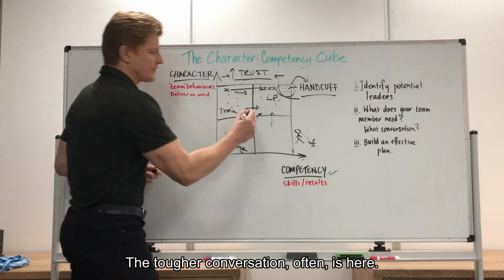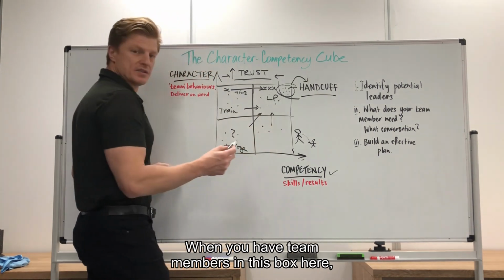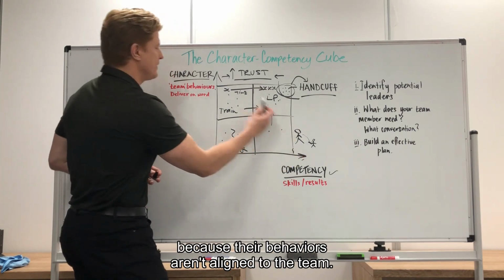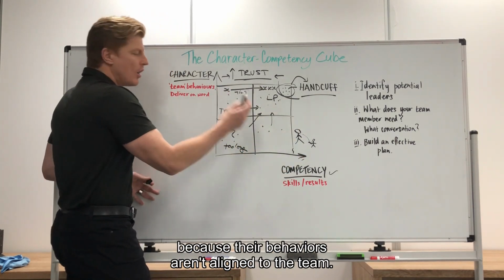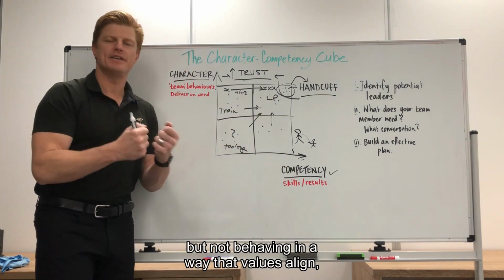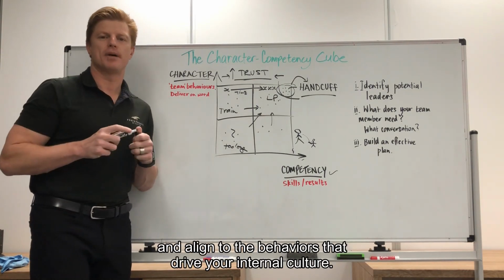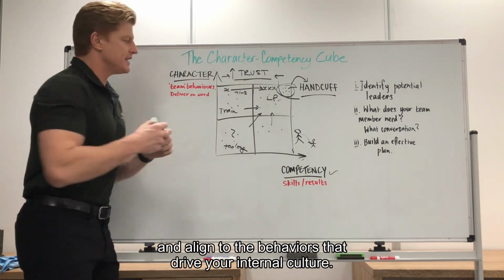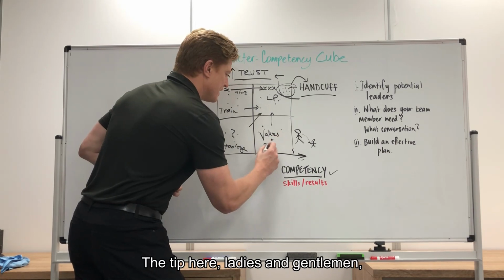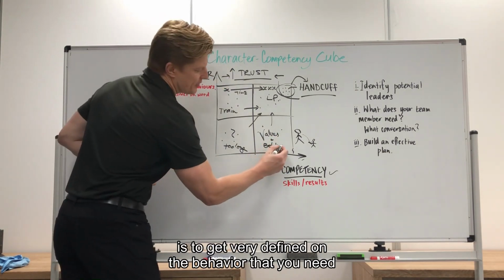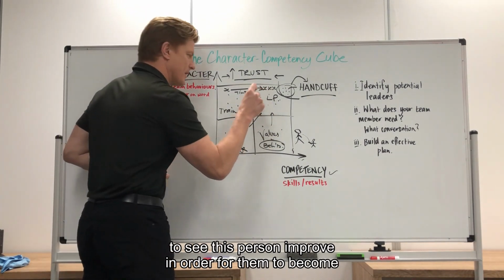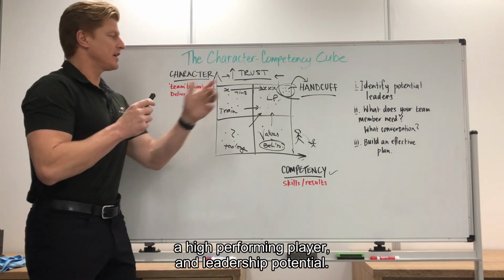The tougher conversation often is here. When you have team members in this box, they're getting good results, but often at the expense of other people because their behaviours aren't aligned to the team. Highly skilled people getting good results, but not behaving in a way that is values aligned and aligned to the behaviours that drive your internal culture. This conversation is about your values and behaviours. The tip here, ladies and gentlemen, is to get very defined on the behaviour that you need to see this person improve in order for them to become a high-performing player and leadership potential.